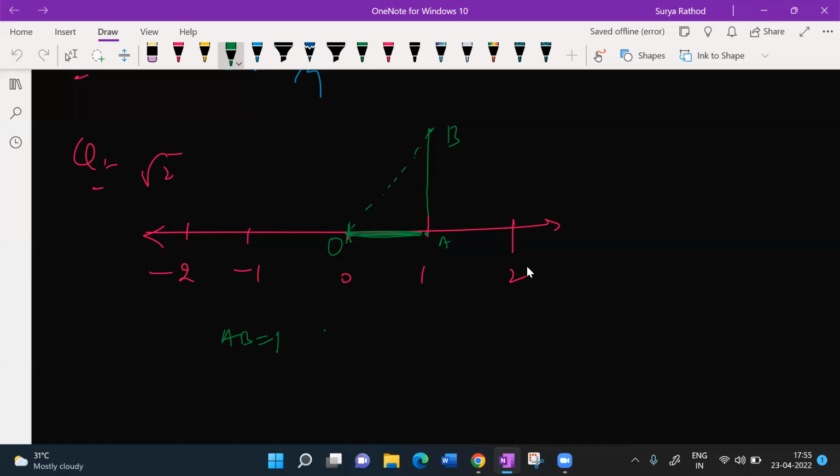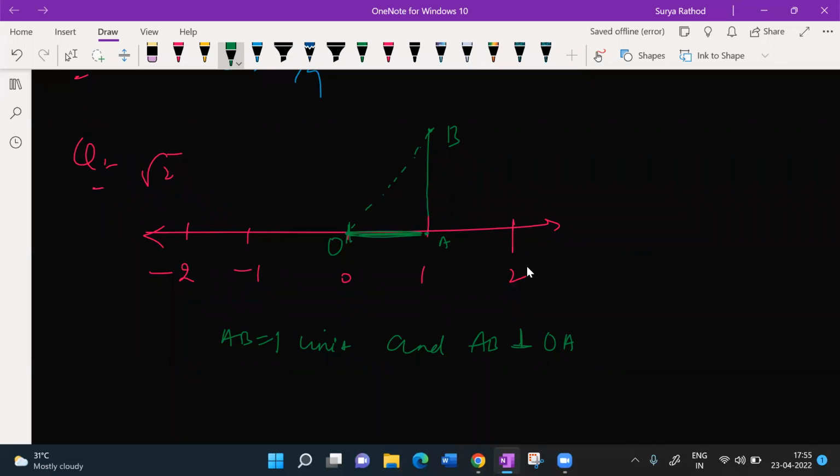Correct? One unit. AB is equal to what? 1 unit, beta. Clear? And AB is perpendicular to OA. This is the perpendicular symbol, OA. Correct? Now I'm joining OB.